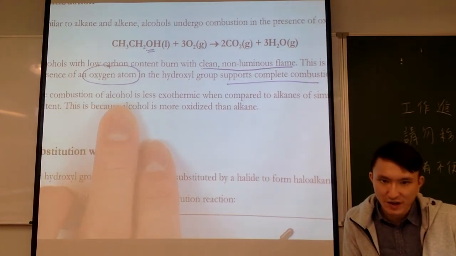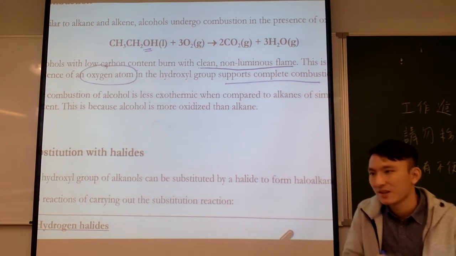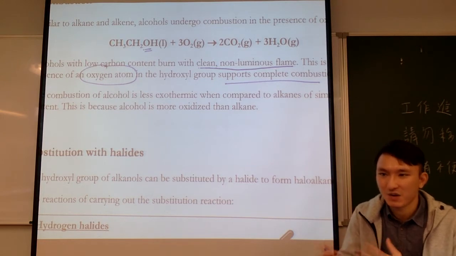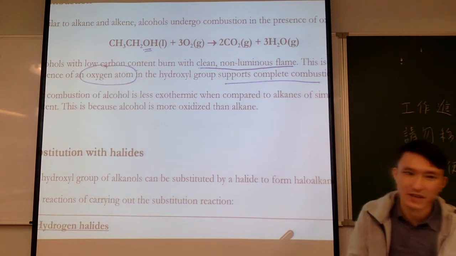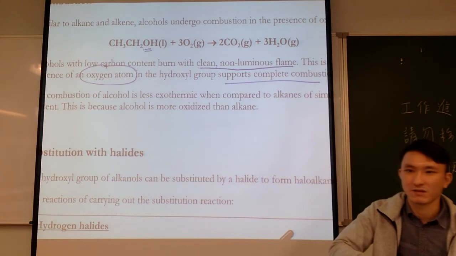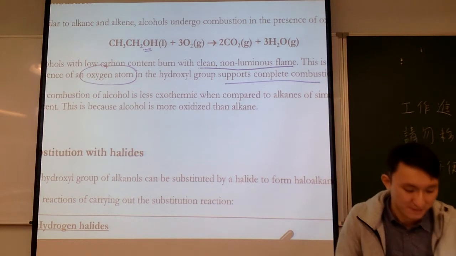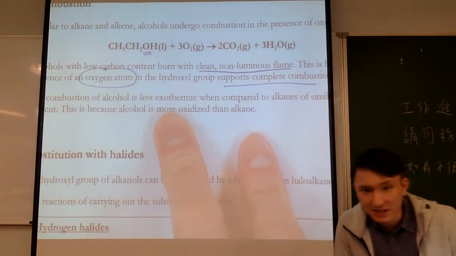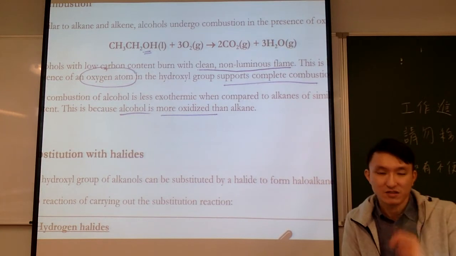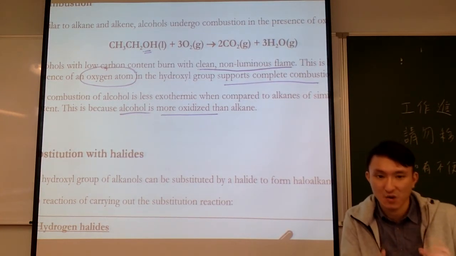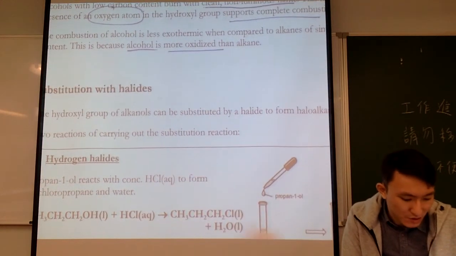However, the combustion of alcohol, despite being very clean, does not really release a lot of heat. This is also the reason why you seldom use alcohol as a fuel for cooking. You usually use town gas, because alcohol, first of all, is more expensive, and secondly, it does not give out sufficient heat for cooking. The reason why it releases less heat is again because alcohol is more oxidized in the first place. It has an oxygen atom in the compound, which makes the carbons more oxidized in the first place. Okay? So, combustion.